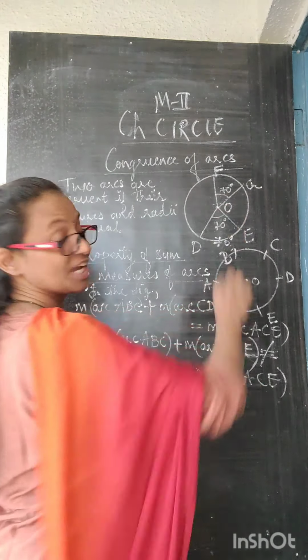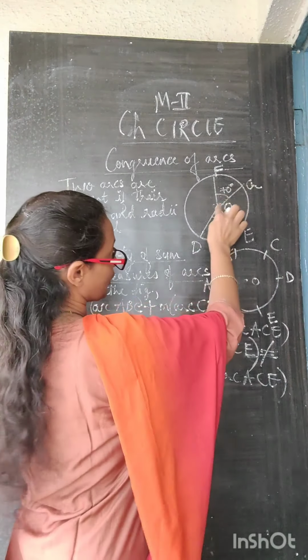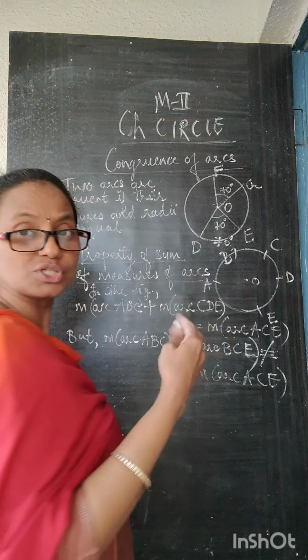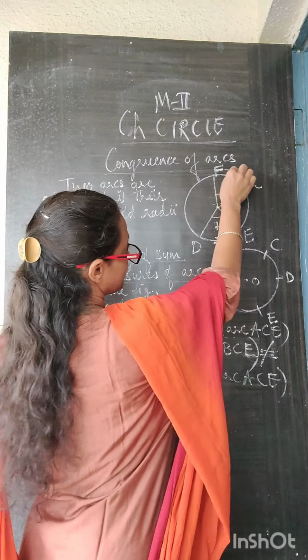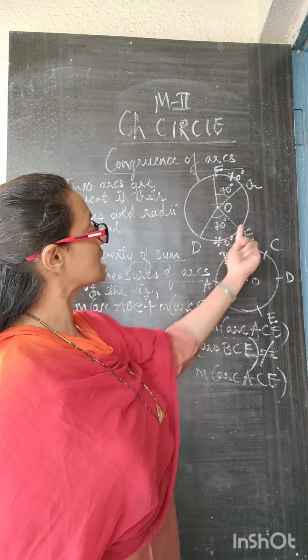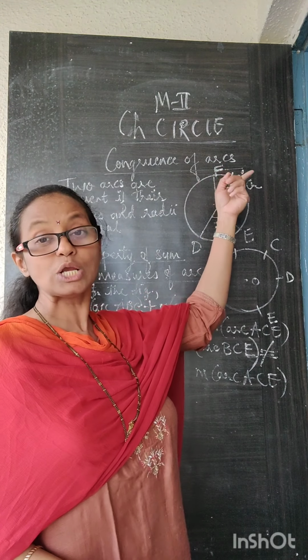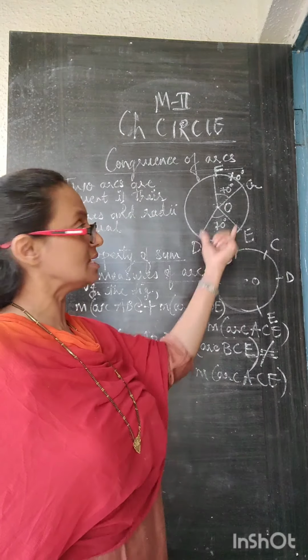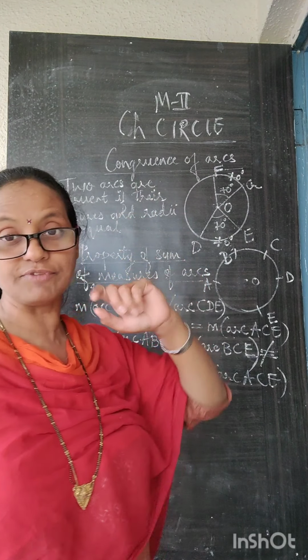What about the arc GF? It also corresponds to the central angle FOG, which is also 70. So this minor arc will also be 70 degrees. So what do you find? The measure of arc DE is equal to the measure of arc GF, we can say.